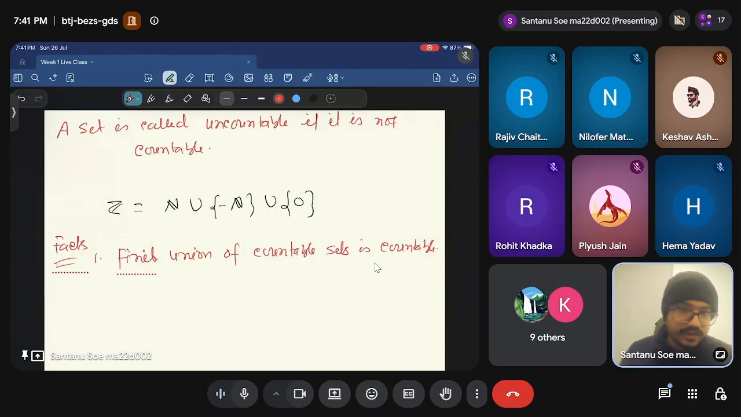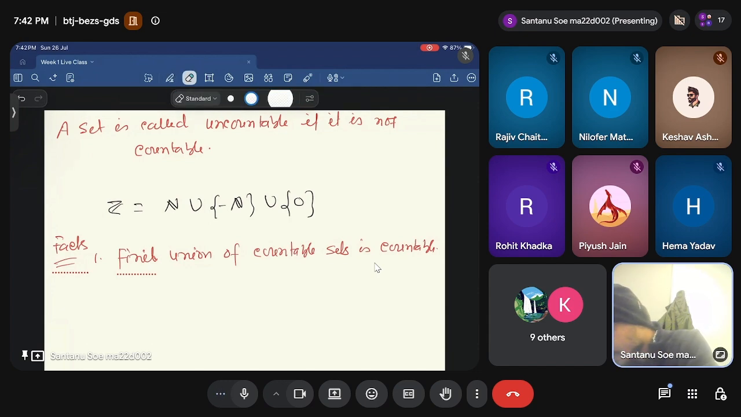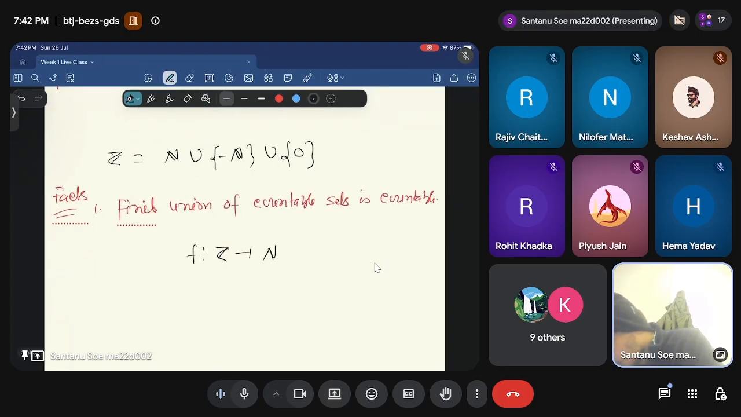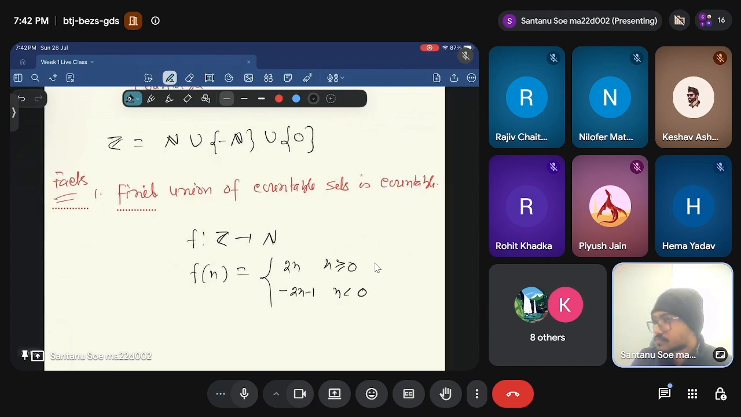Not only that, you can define a surjection from Z to the set of natural numbers. Even more, you can find a bijection from the set of integers to the set of natural numbers. I'm going to write the bijection here. You guys can try to prove it. You define a map from Z to N: f of n equals 2n when n is greater than or equal to 0, and minus 2n minus 1 when n is less than 0. By this you can easily prove that this map is a bijection. Since it's a bijection, by the first definition Z is countable, correct?